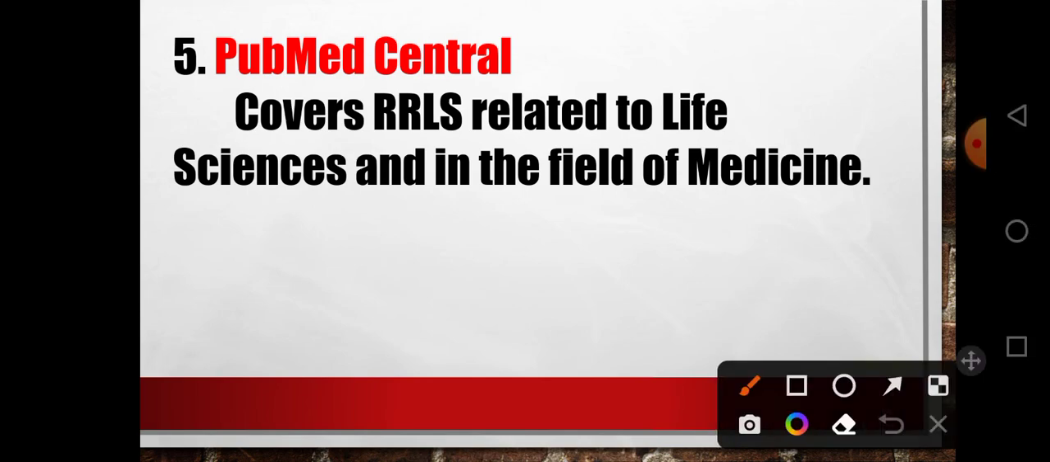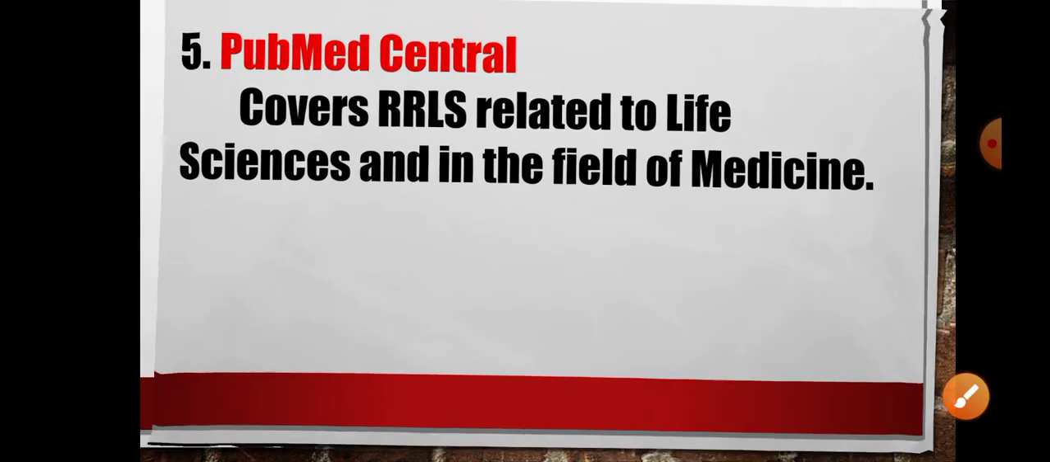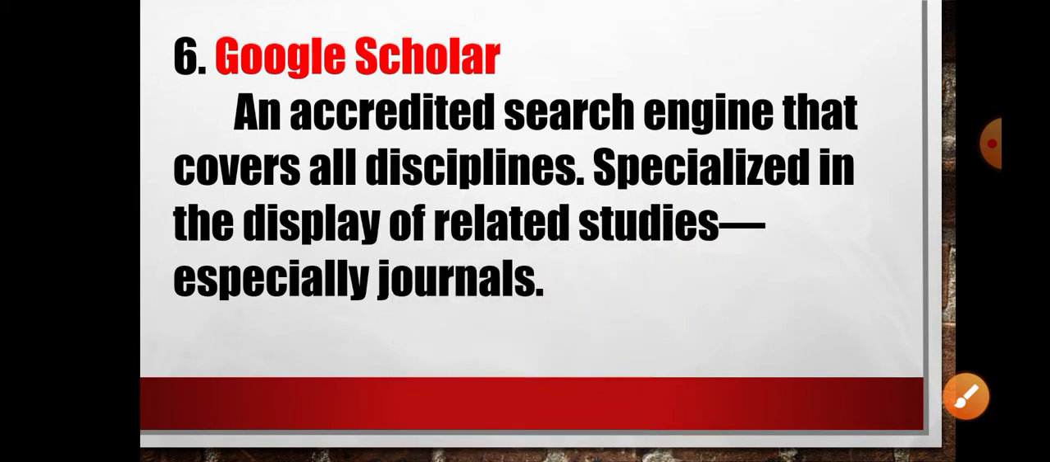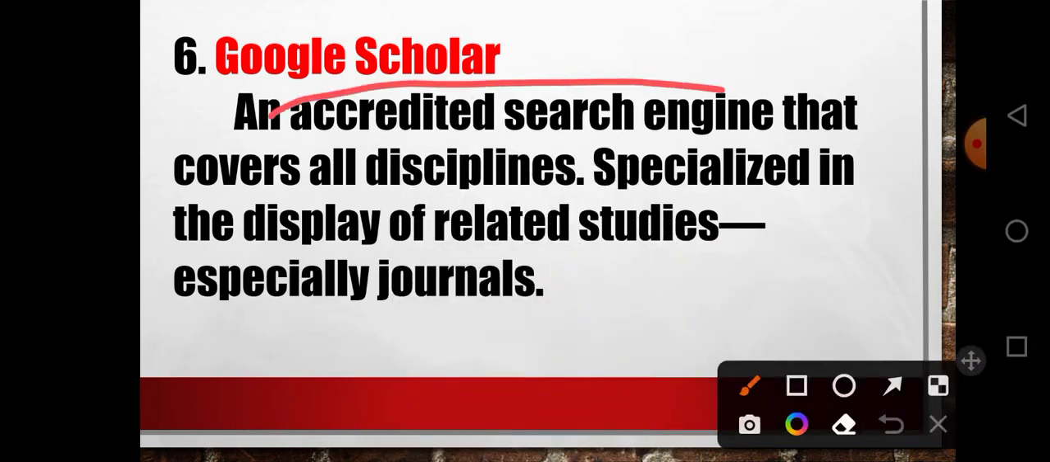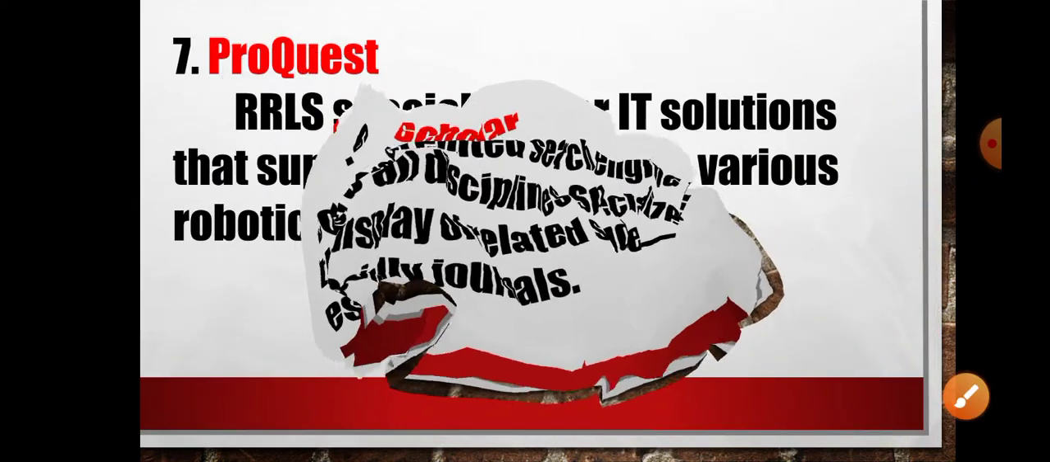Then we have PubMed Central. So most of the time, PubMed Central has RRLs related to sciences, medicine, okay, and the likes. Okay. Then we have Google Scholar. So Google Scholar is an accredited search engine whereas it covers all sources, all disciplines, all journals, okay? And it specializes in the display of related studies, especially journals and research magazines. Okay? Then we have ProQuest.